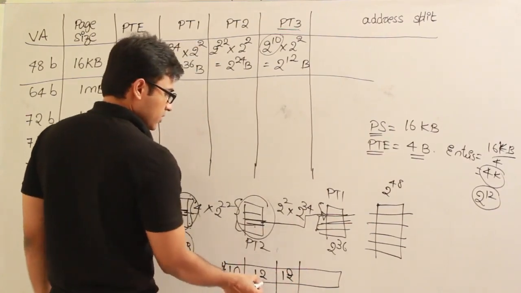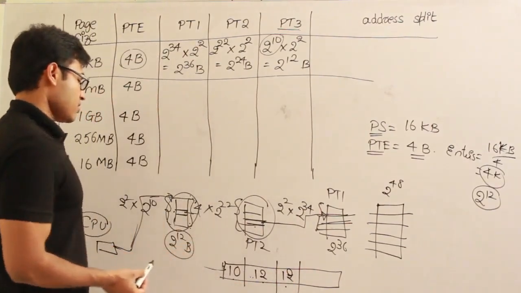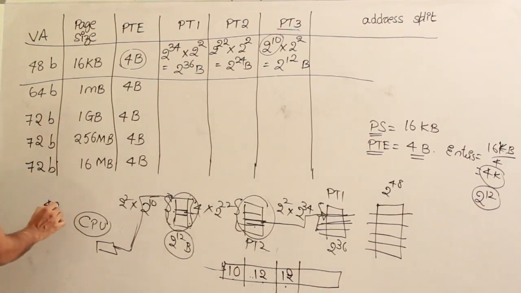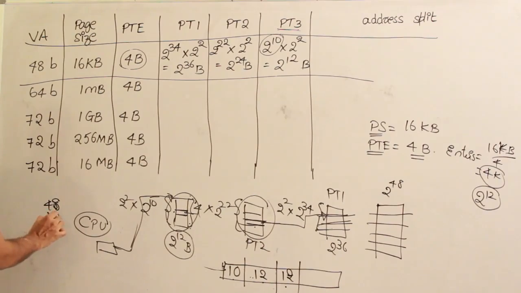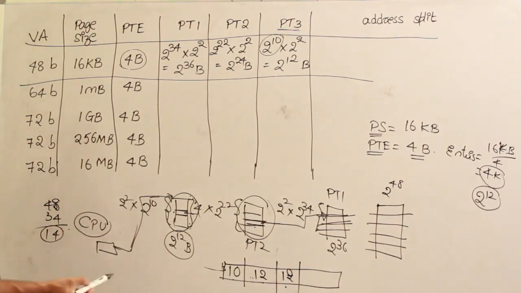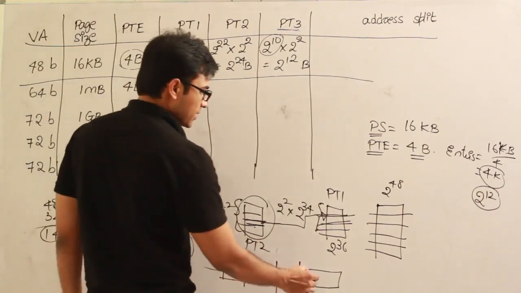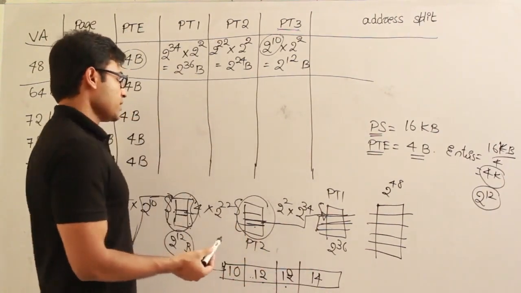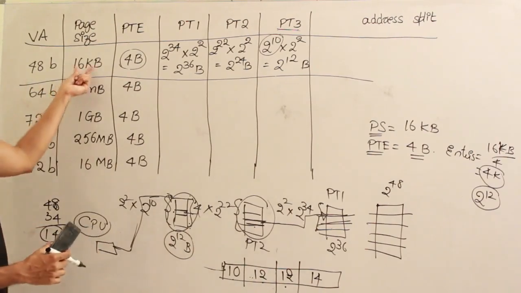So 10 plus 12 plus 12. So if you add it, how much is this? 24 and then 10, 34. So 48 minus 34. So 48 minus 34 is how much? 14. Right? So finally we got 14 bits remaining. So this is nothing but the page offset. Right? Why is the page offset 14? Because the page size is 16 KB.